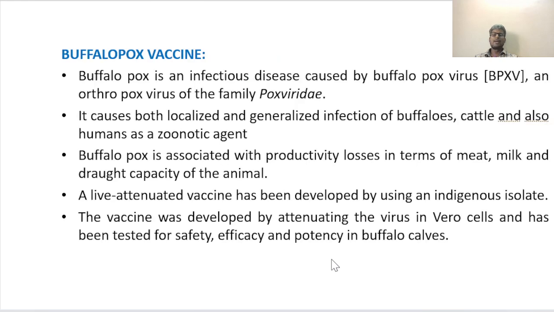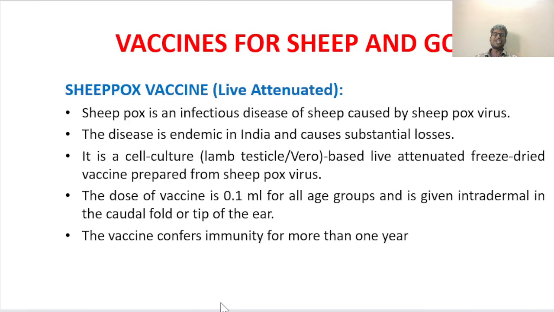Buffalo pox vaccine. Buffalo pox is an infectious disease caused by buffalo pox virus, an orthopox virus of the family Poxviridae. It causes both localized and generalized infections of buffaloes, cattle, and also humans as a zoonotic agent. Buffalo pox is associated with productivity loss in terms of meat, milk, and draught capacity of an animal. A live attenuated vaccine has been developed using an indigenous isolate. The vaccine was developed by attenuating the virus in Vero cells and has been tested for safety, efficacy, and potency in buffalo calves.